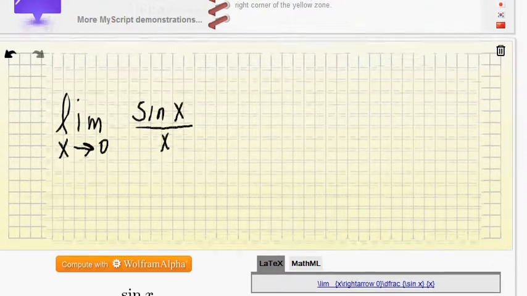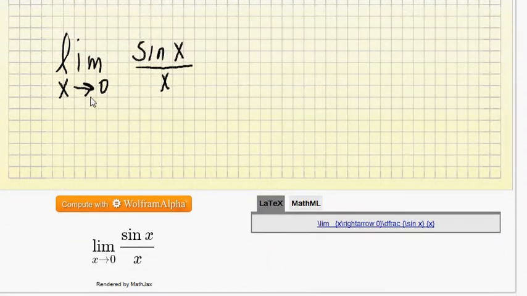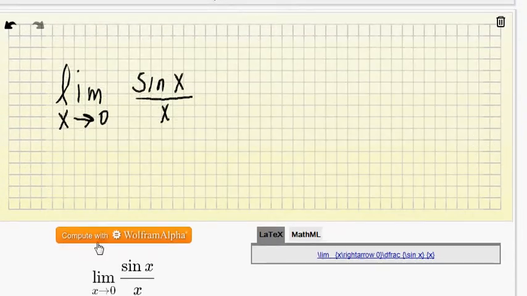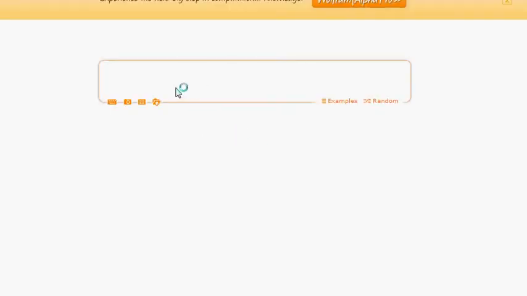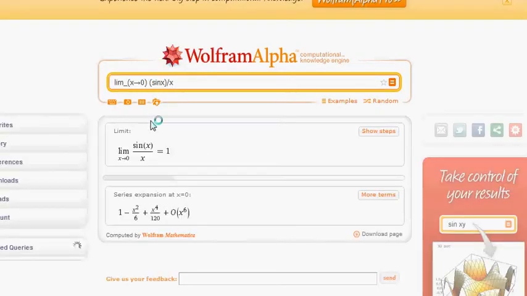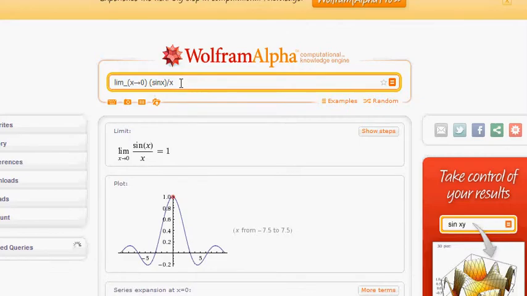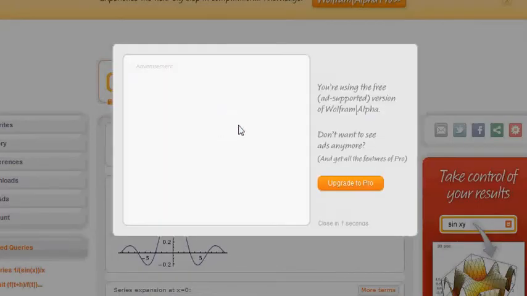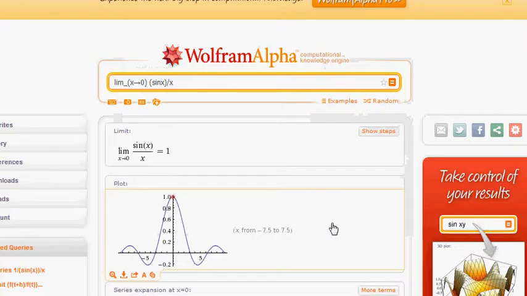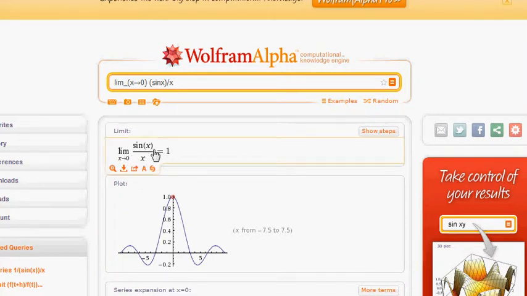Well, now let me take you down here. As I was writing this up here, it was appearing down here, and over here it appears in LaTeX form. And now I'm going to click over here, compute with Wolfram Alpha, and this is going to take me to Wolfram Alpha immediately, and here it appears written in Wolfram Alpha, and the limit, as I said, was equal to 1, and here is the graph, okay?